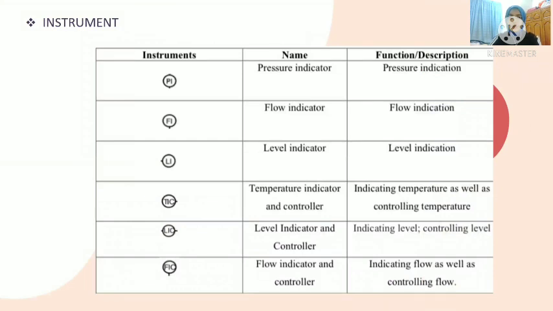Next, move on to the instruments. Basically, there are 6 instruments in the PNID diagram, which are pressure indicator, flow indicator, level indicator, temperature indicator and controller, level indicator and controller, and the last one is flow indicator and controller.